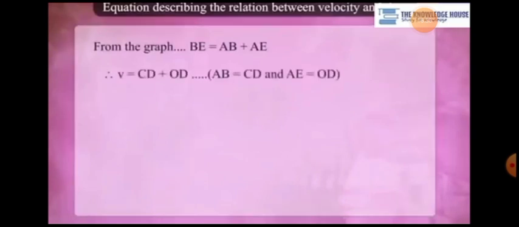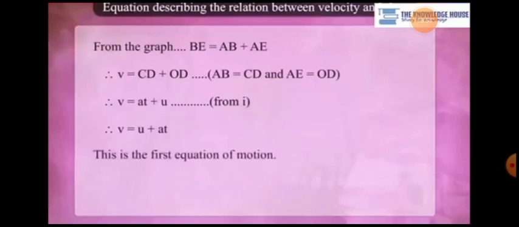Therefore, BE is equal to CD plus OD. AB is equal to CD and AE is equal to OD. Therefore, V is equal to at plus u, from 1. Therefore, V is equal to u plus at. This is the first equation of motion.